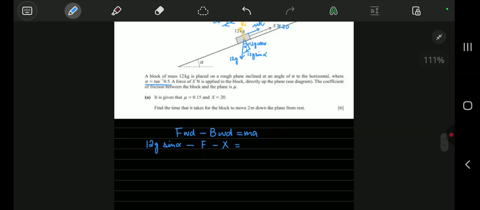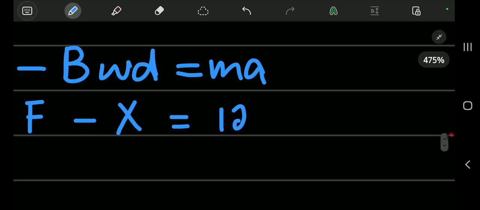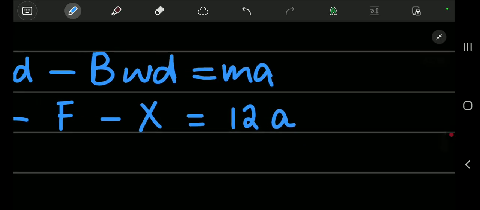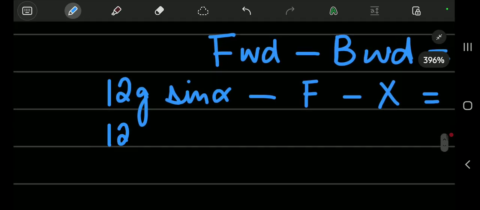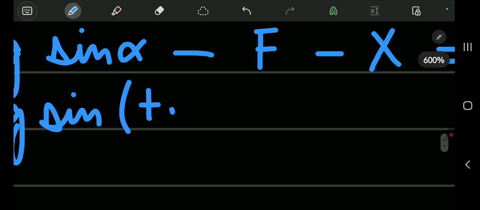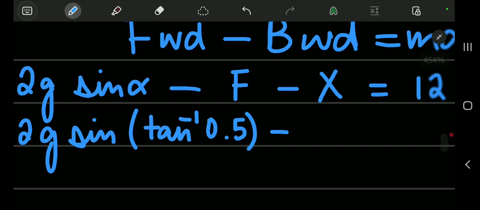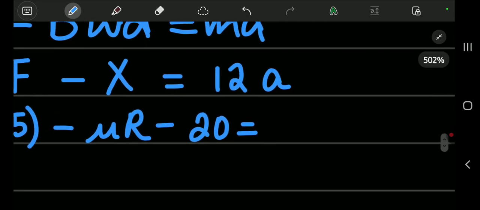So 12g sin alpha minus friction minus x equals ma. The mass is 12 kg with acceleration a. Now let's substitute. 12g sin alpha, and alpha is tan inverse of 0.5. Keep it the same way to have more accuracy in the question. Minus friction, which is mu times R, minus x, which is 20, equals 12a.